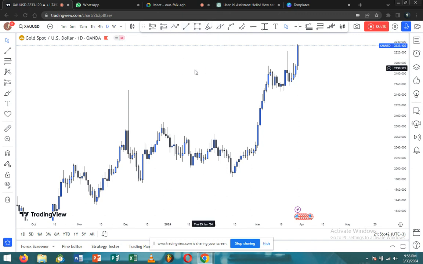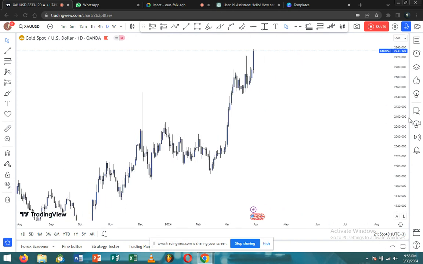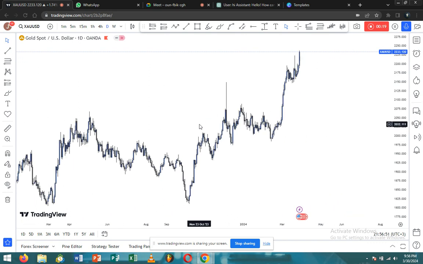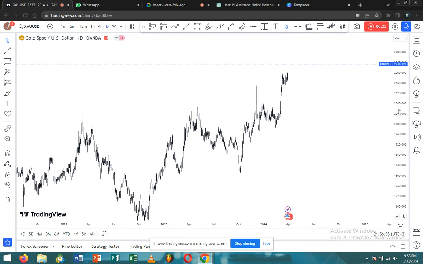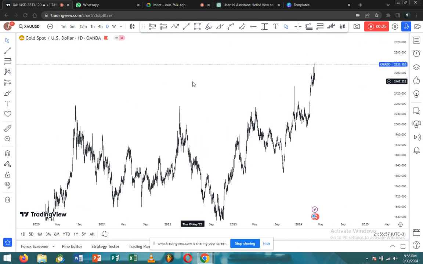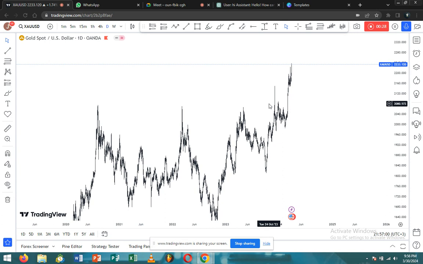So, we're going to be doing some top down analysis on gold, and this is how it goes. A lot of traders are interested in gold. Why? Because it's kind of volatile and it makes money.